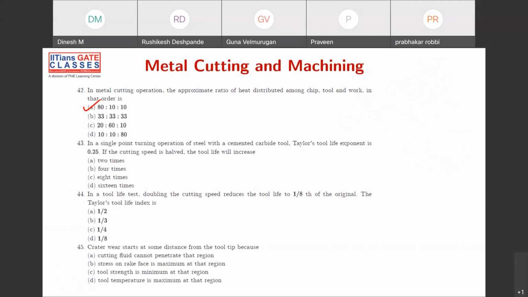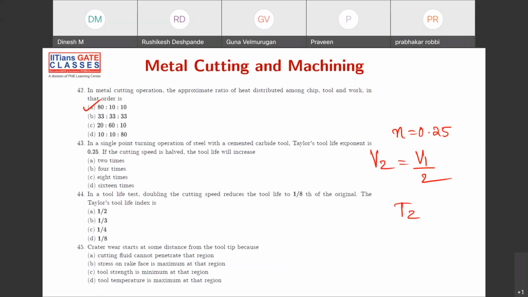Come on. In a single point turning operation of steel with a cemented carbide tool, Taylor's tool life equation exponent n is equal to what? He has given us 0.25. Good. If the cutting speed is halved, the tool life will increase. So they are saying that cutting speed is halved, in the sense V2 is V1 by 2. Then they are asking what is happening to T2, whether it will increase. It will increase, but by how many times? That's very important.